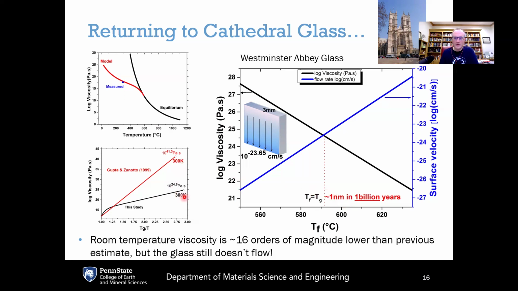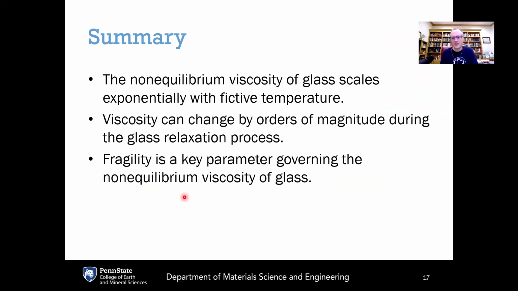But again, it points to the importance of accounting for the full thermal history and considering the non-equilibrium viscosity of glass. So to conclude, the non-equilibrium viscosity of glass scales exponentially with fictive temperature. Viscosity can change by orders of magnitude as a result of its thermal history and relaxation processes, and fragility is one of the key parameters governing the non-equilibrium viscosity of glass. So thank you very much for listening, and I will see you next time.